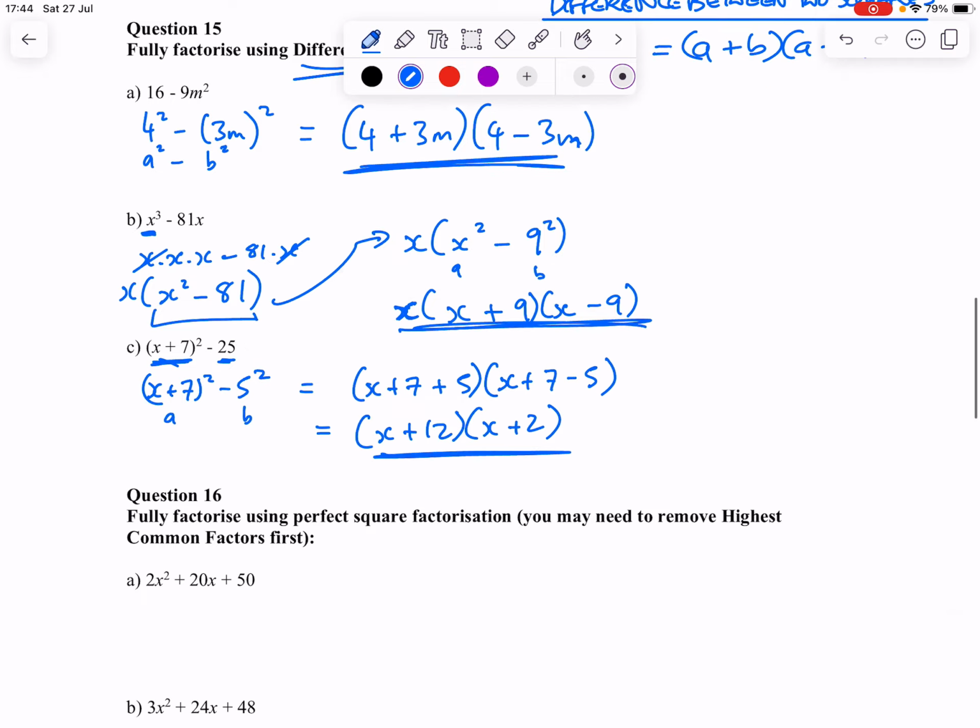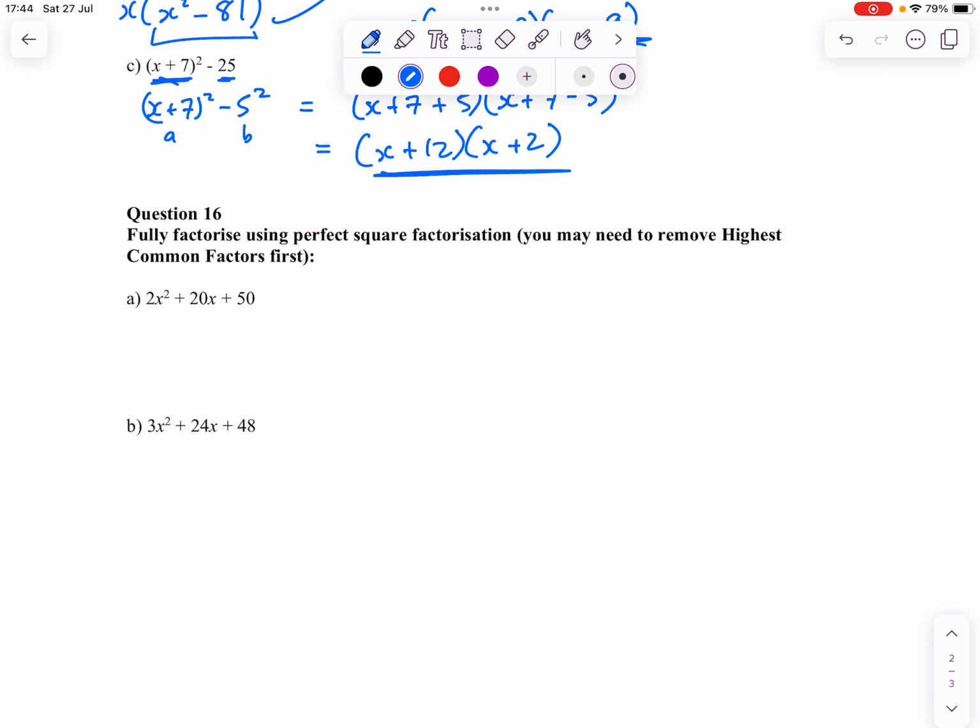Underline. Fully factorized using perfect squares factorization. You're meant to remove the highest common factors first. So I was giving you a hint. You might need to do highest common factors first. How do we know that? Well, this first one, 2x squared is not a square number. 50 is not a square number. So try common factors. 2, if I've removed it on the outside, you'll get left with x squared.